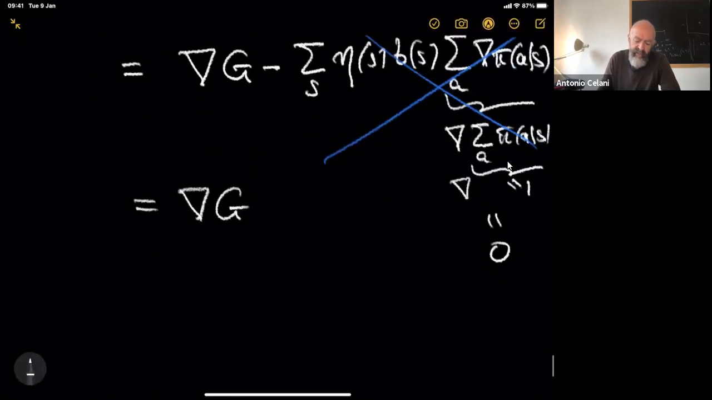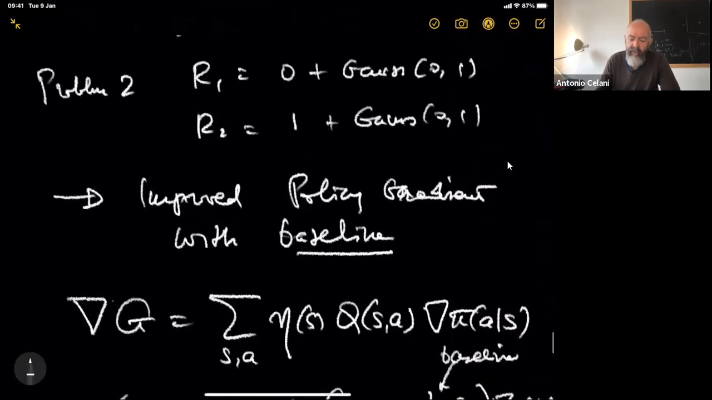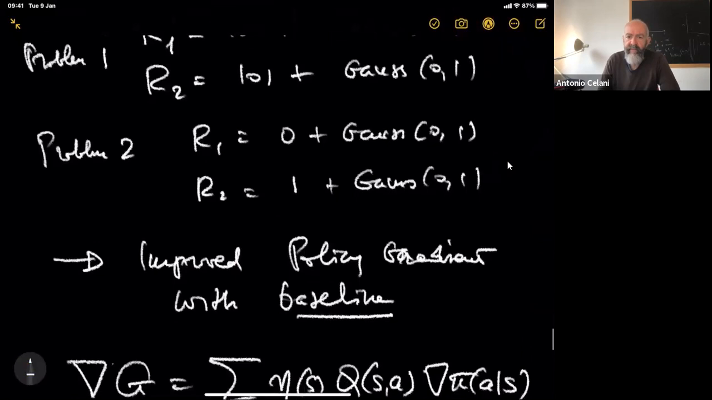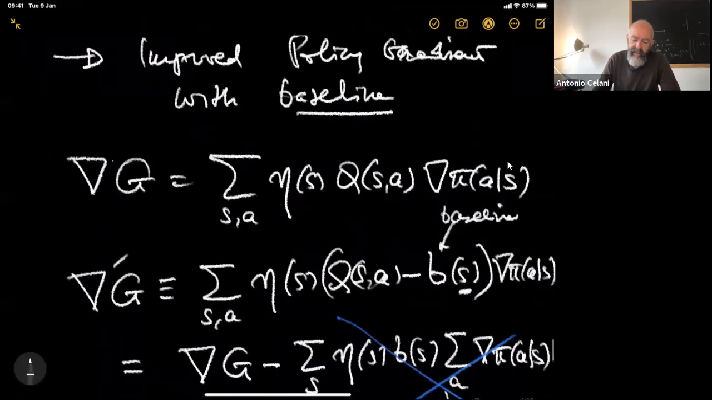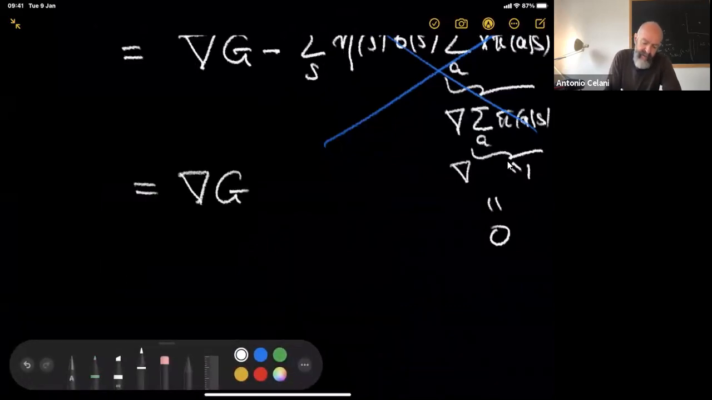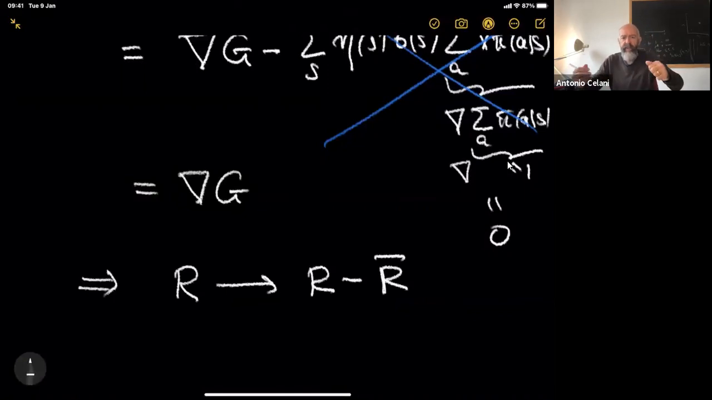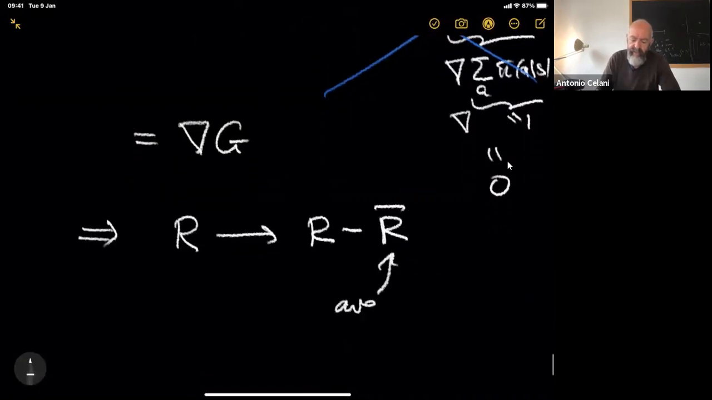So what I can do now is to use this freedom that I have to define a baseline to remove the offset here. Okay. So in this particular case for bandits, what I can do is to replace my rewards with the rewards minus some baseline, which for instance could be the average reward that I get. Okay, so as I experience rewards, I account for the average reward.